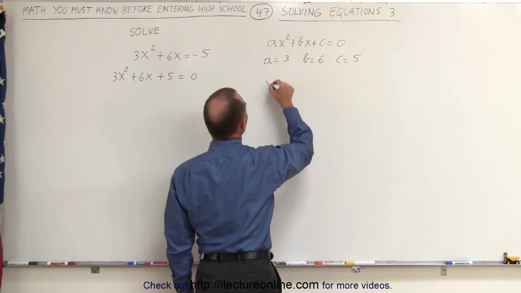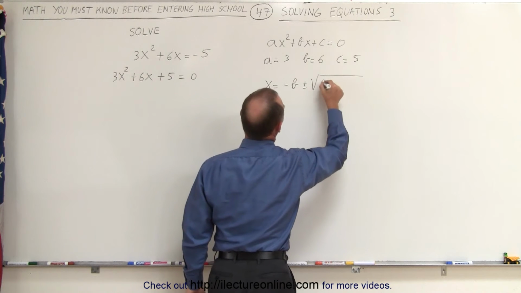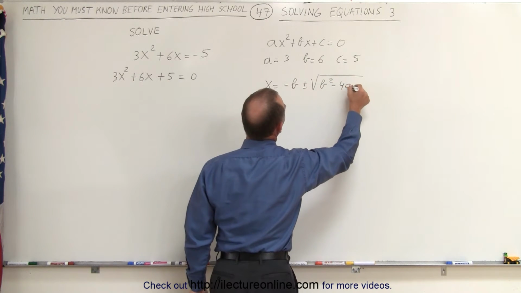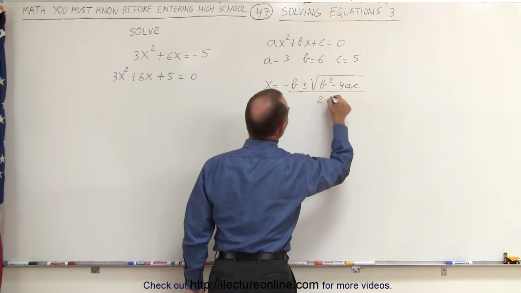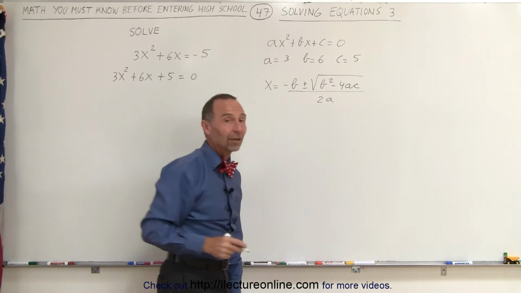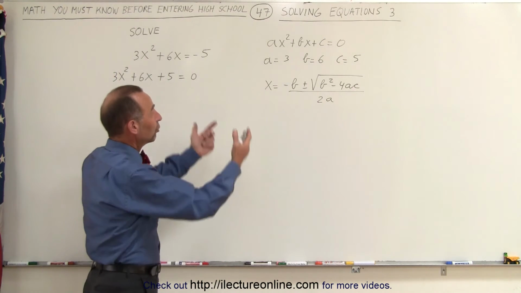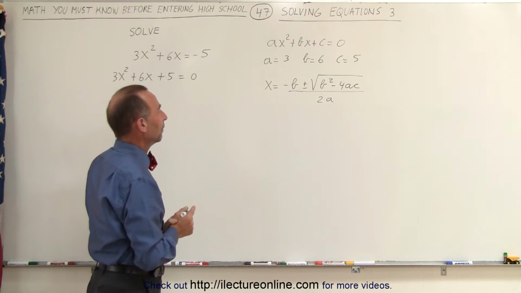You can then say that x is equal to minus b plus or minus the square root of b squared minus 4ac, all divided by 2a. So all we have to do is plug these numbers in and we'll get the values for x that will satisfy that equation. It's pretty straightforward. All you have to do is memorize that quadratic formula.